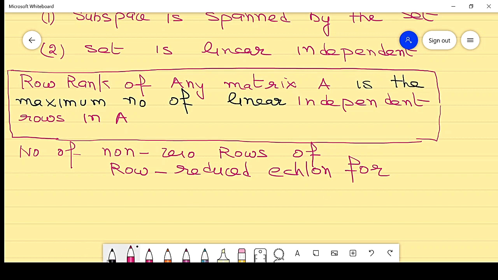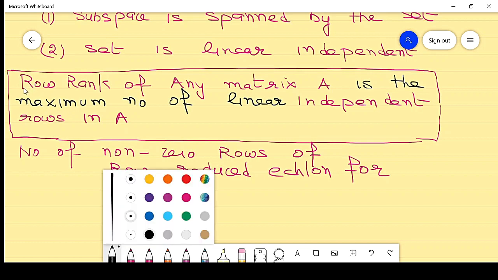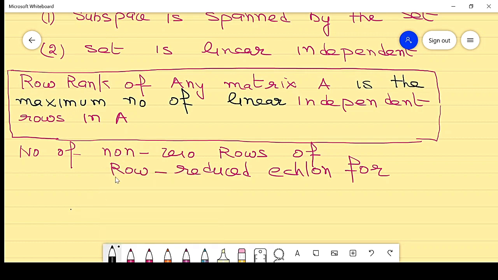Similarly, in case of column, column rank of any matrix is the maximum number of linear independent columns in A. Number two, the number of non-zero columns of the column reduced echelon form. So in case of row it is the row reduced echelon form, and similarly in case of column, it is the column reduced echelon form.